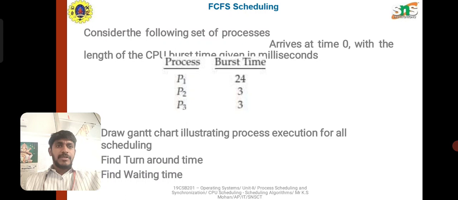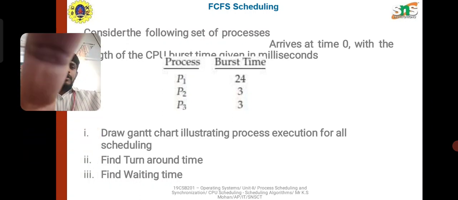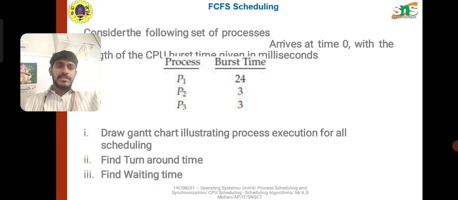Consider the following set of processes that arrive at time 0 with the length of CPU burst time given in milliseconds. The burst times for processes P1, P2, P3 will be 24, 3 and 3. For the above chart, we have to draw the Gantt chart illustrating process execution for all scheduling, find the turnaround time and find the waiting time for the above processes. The arrival time starts with 0, followed by the milliseconds. Every time we are given the units as milliseconds.